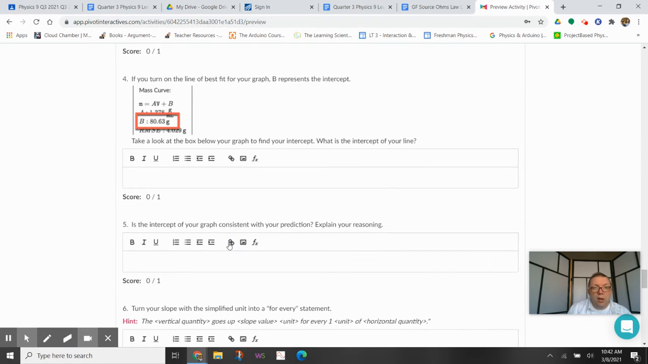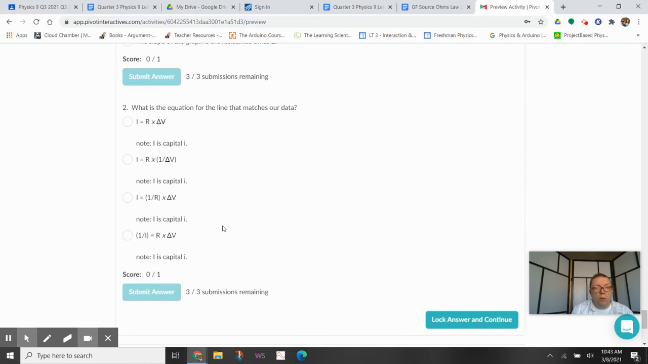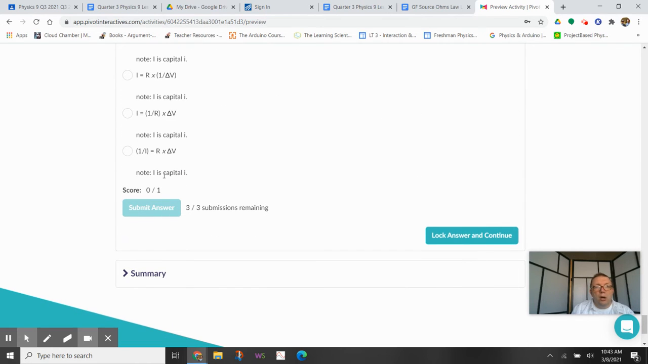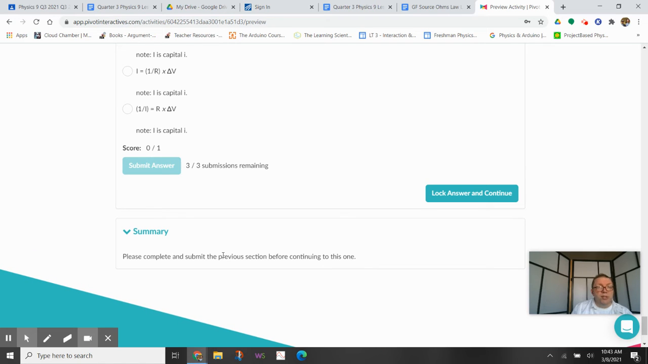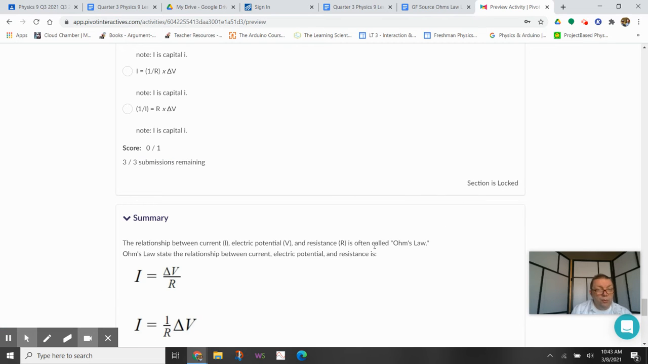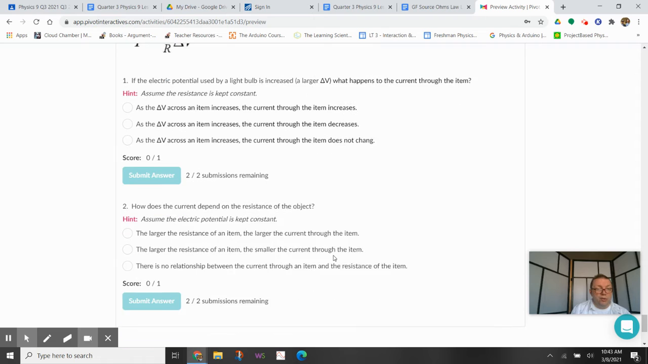And then from there, the big parts that I wanted to get to are the relationship that we get. Some people got to the summary, clicked the drop down, and didn't see stuff. Again, make sure you read the statements, right? Please complete and submit the previous section before continuing to this one. We have to hit lock answer and continue. Then there's a summary and like 2 questions.